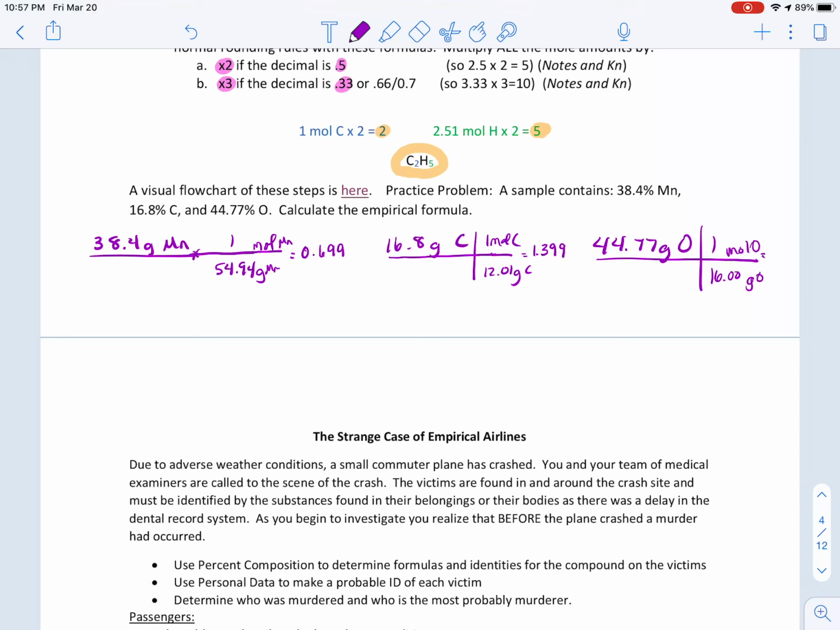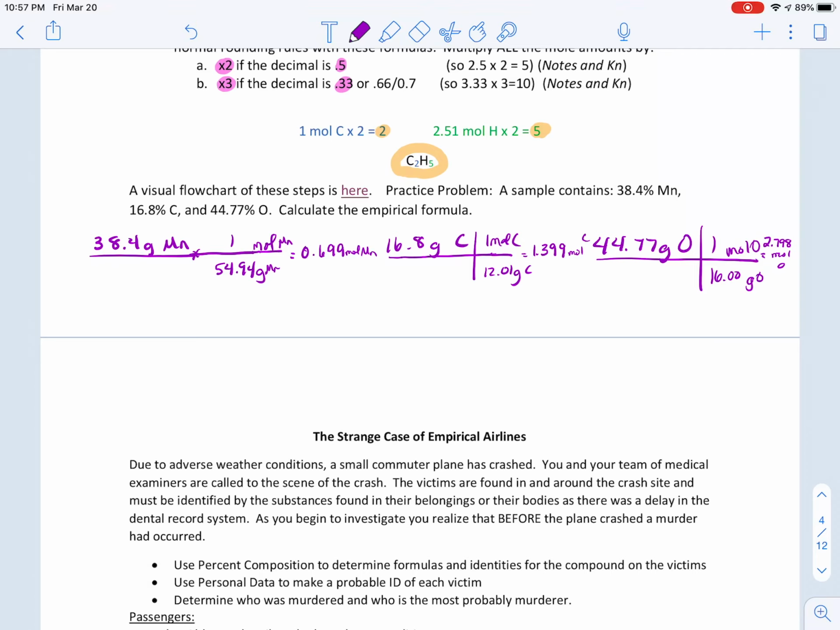Just letting you know, that one rounds a lot. And then my last one, 44.77 divided by 16. So this one gives me 2.798. So that's my moles of oxygen. This is moles of carbon. And then this is my moles of manganese.